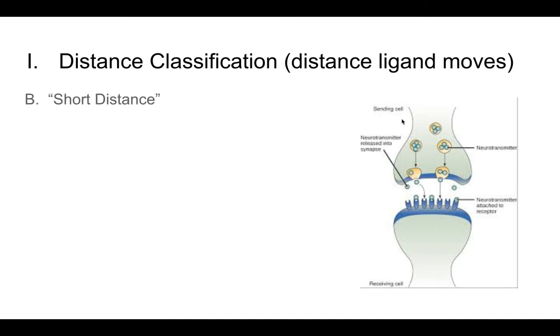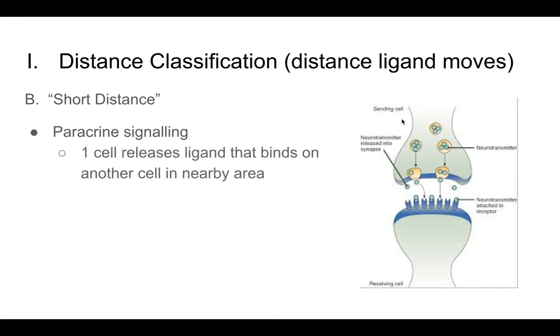The next section of your notes talks about short distance communication. So the ligand moves, but it doesn't go very far. And so in short distance, this is our paracrine signaling. And the paracrine signaling, remember, is when one cell releases the ligand, and that ligand will bind to another cell that is in the nearby area. But keep in mind, those cells, the two that are talking to each other, do not touch each other directly. So there's no direct cell-to-cell contact.